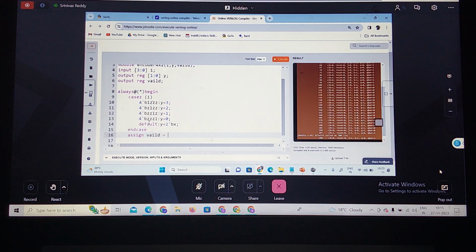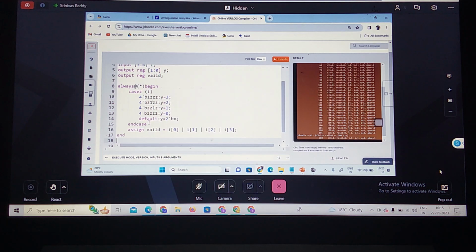valid is equal to what? I of 0, correct? What operation? OR operation. I of 1, correct? OR operation. I of 2, OR operation, correct? I of 3. Is it fine? Then what do I want to do? What do I want to do? In the body.